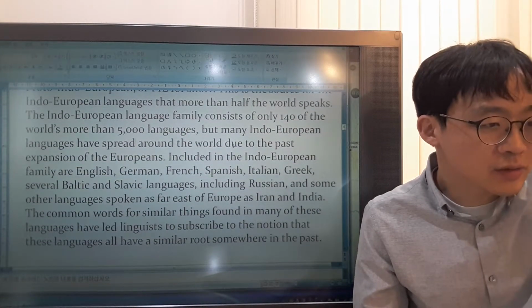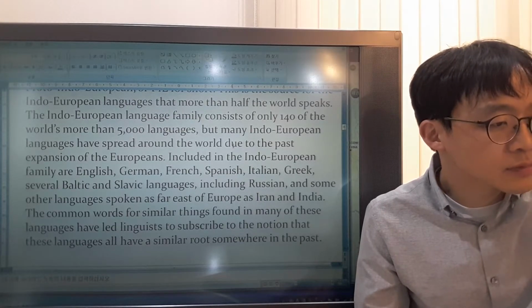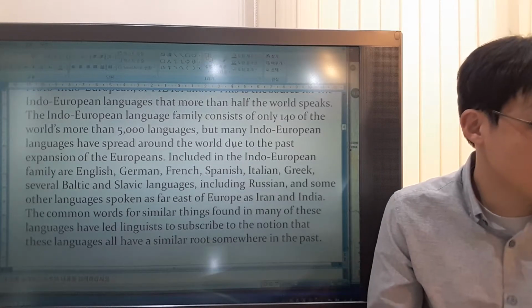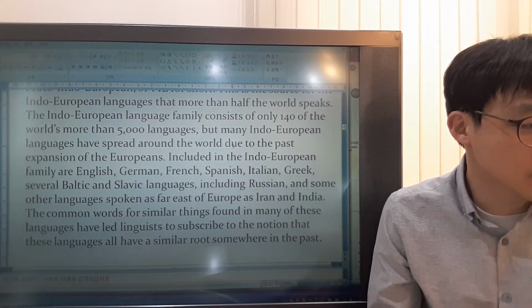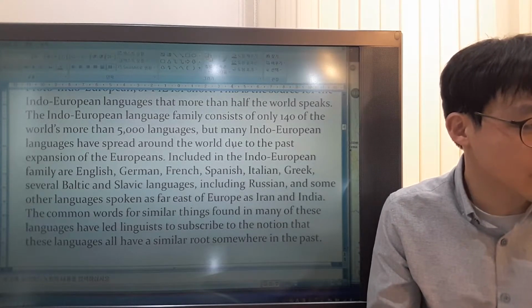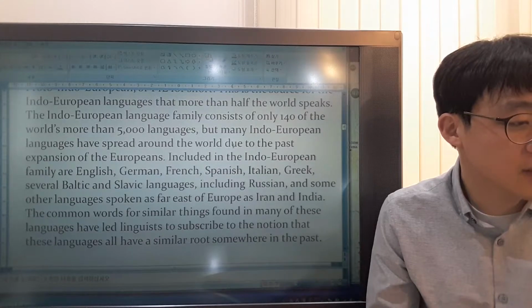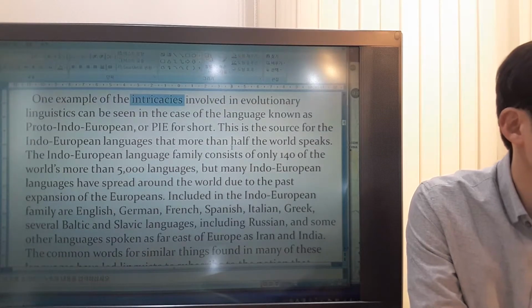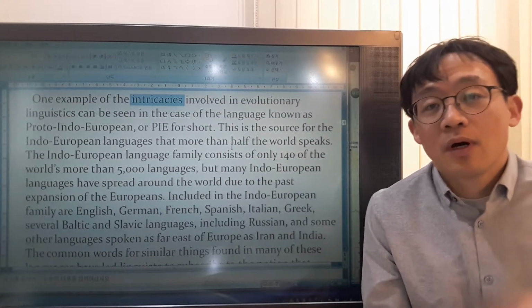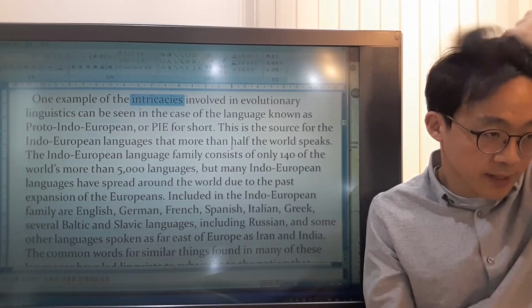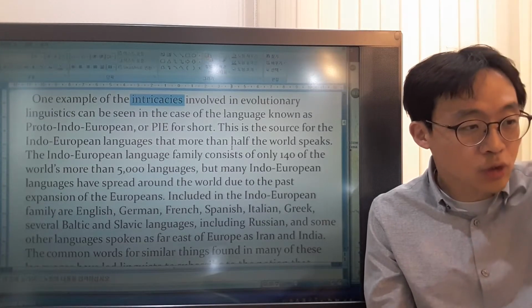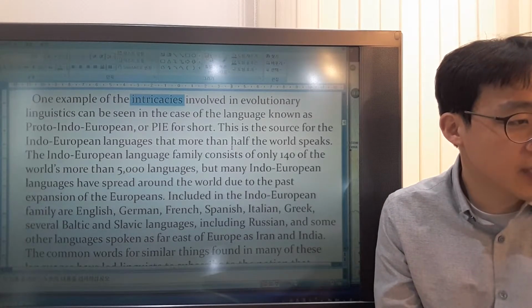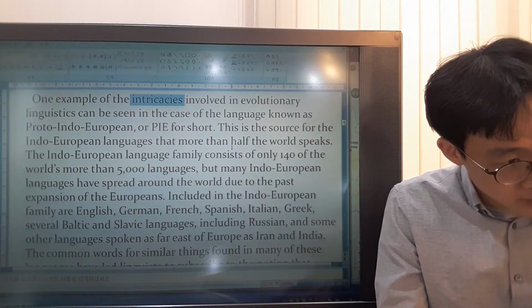The shared words for similar things found in these languages made the linguists have the idea that these languages have a similar beginning in the past. You understand? So what is this part about? This part is talking about the Proto-Indo-European language, for example, for the complexity of evolutionary linguistics.